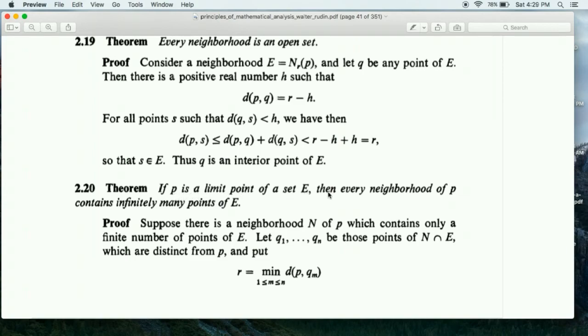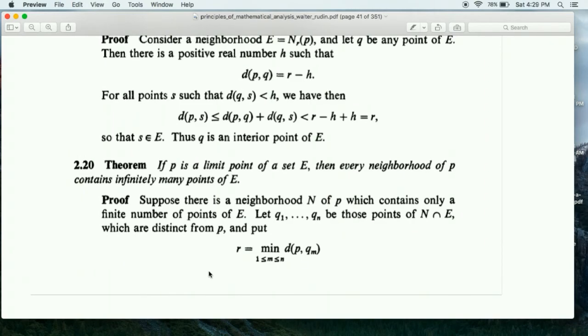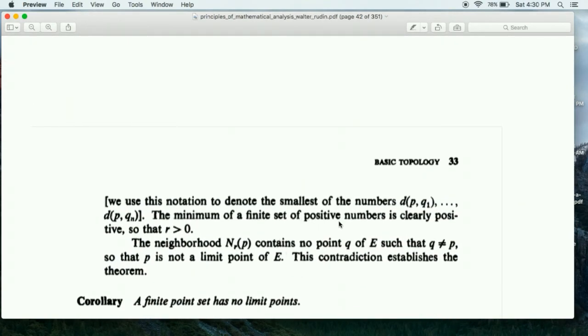If P is a limit point of a set, then every neighborhood of P contains infinitely many points of E. Because suppose we have a neighborhood N of P which contains only a finite number of points of E. Let Q1 to Qn be those points in this intersection N with E which are distinct from P. Now if we take the minimum distance of P from these Q's, that is, r is the minimum of d(P, Qm) where m lies between 1 and n, and then take a neighborhood N_r(P), then this does not contain any point of E which is distinct from P.